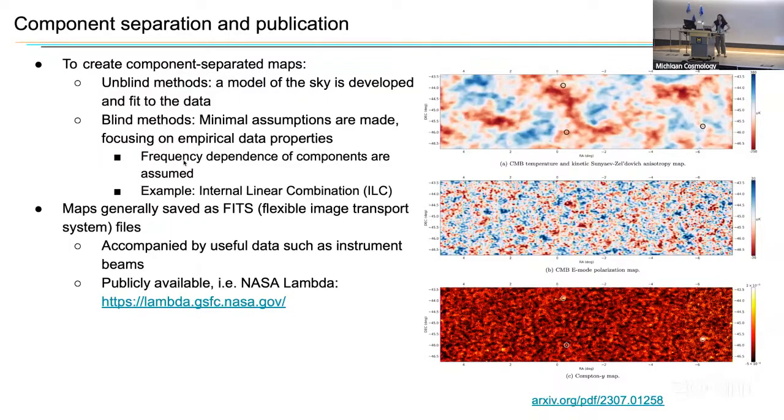And so there's so much information I'm chucking into the 'and then things happen' bin, but things happen, you do this work, and then you have FITS files. Largely, we're working with FITS files and accompany those releases with useful information such as instrument beams, noise maps, other tools you may need for your analysis. So I'll point you towards the ACT products on NASA Lambda if you're interested in digging into this. And I think that is the end.